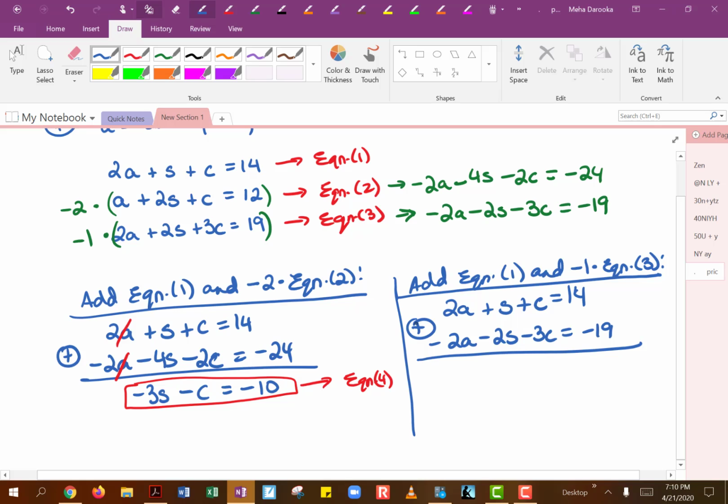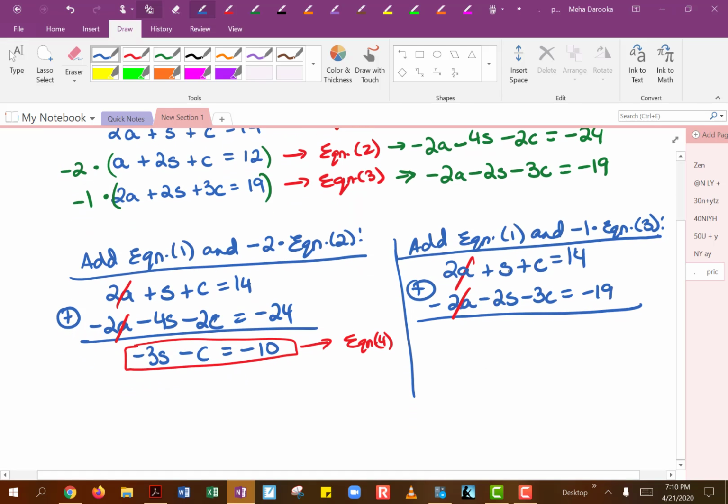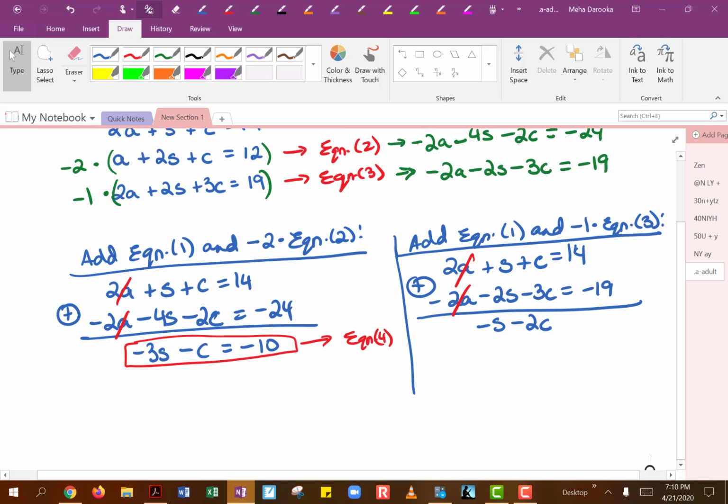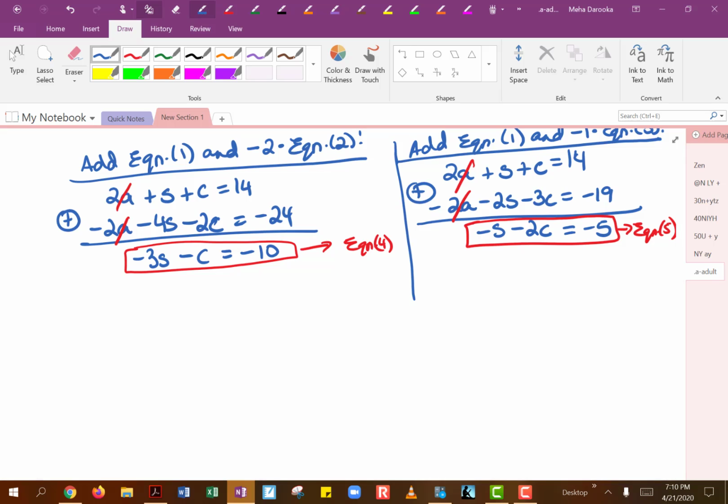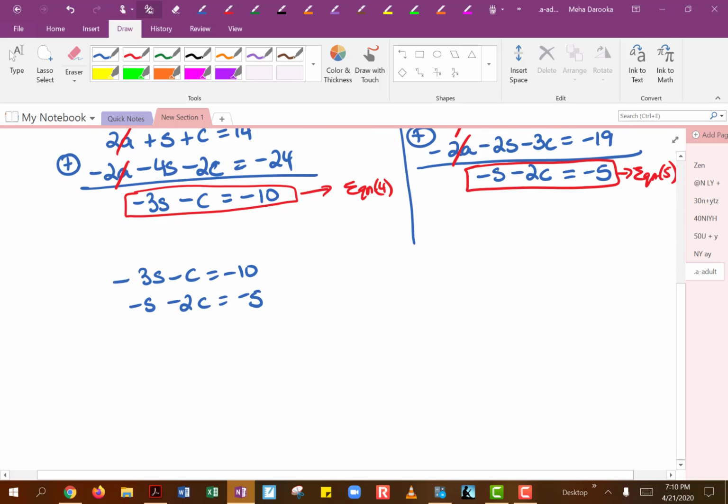Let's add these together. Positive 2a and negative 2a will again cancel each other out. Combining the other terms will give us negative s, negative 2c equals negative 5. And of course this will make equation 5. Okay, so let's go ahead and write that system down. We've got negative 3s, negative c equals negative 10, negative s, negative 2c equals negative 5.